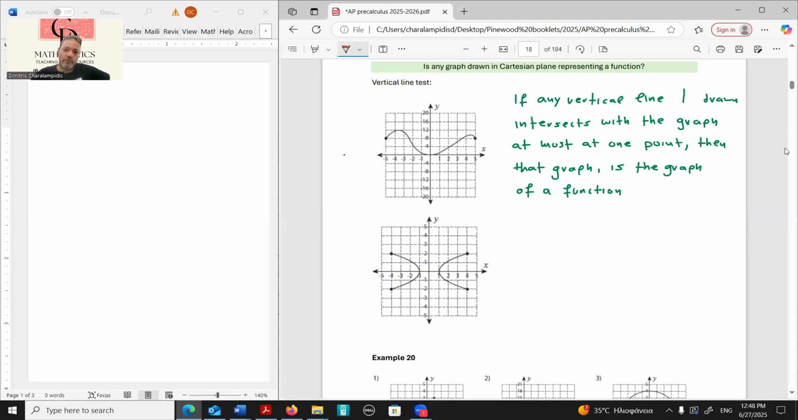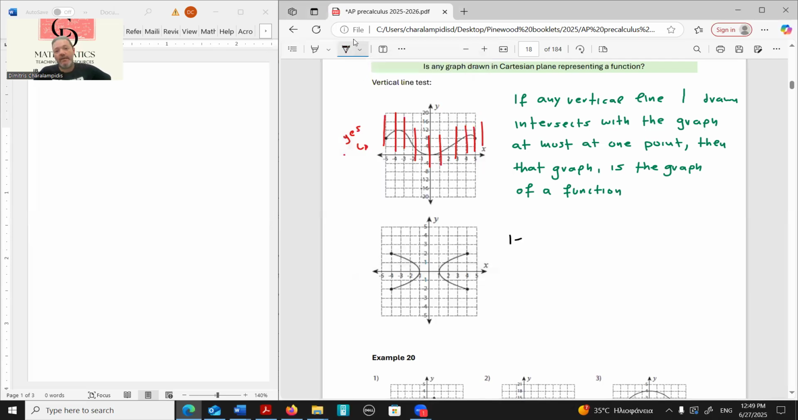Like the one we have in front of us. Let me start drawing vertical lines. You can see that regardless of the lines I have drawn, each one of them intersects the given graph at most at one point. Why does it say at most at one? Because it can also be at no points at all. At most at one. Since every single vertical line does that, then the given graph could have been the graph of a function. So here it is, yes, this could be a function.